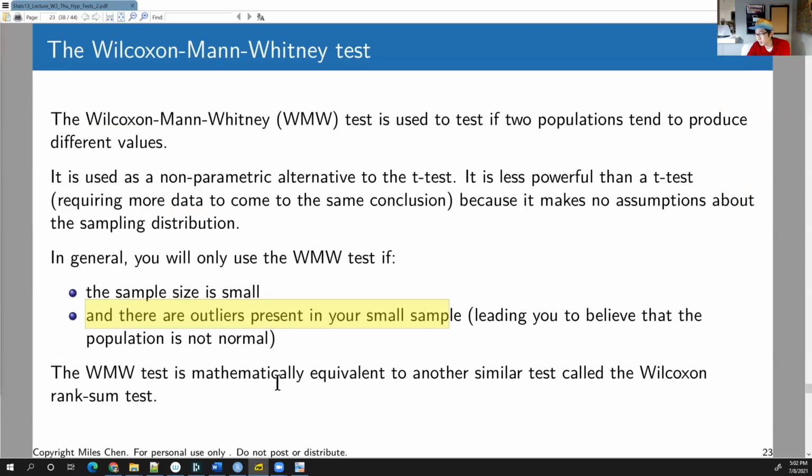Wilcoxon-Mann-Whitney test is mathematically equivalent to another test called the Wilcoxon rank sum test, which, depending on your studies in the future, if you take another course, you might encounter. Different process, but mathematically equivalent.